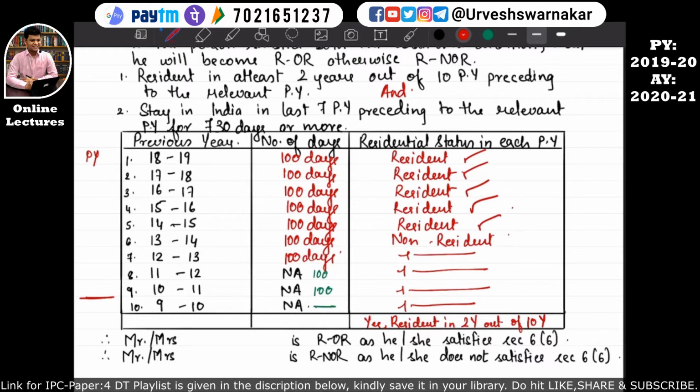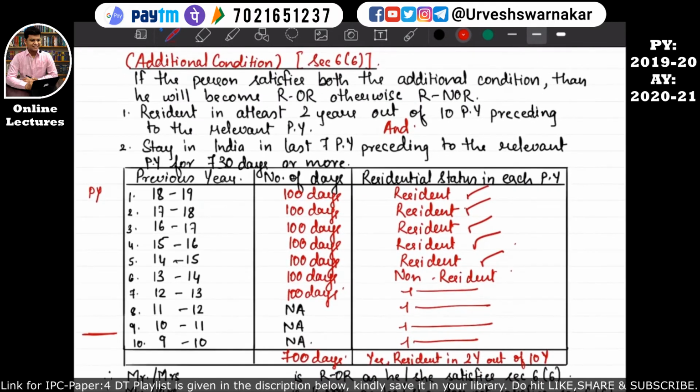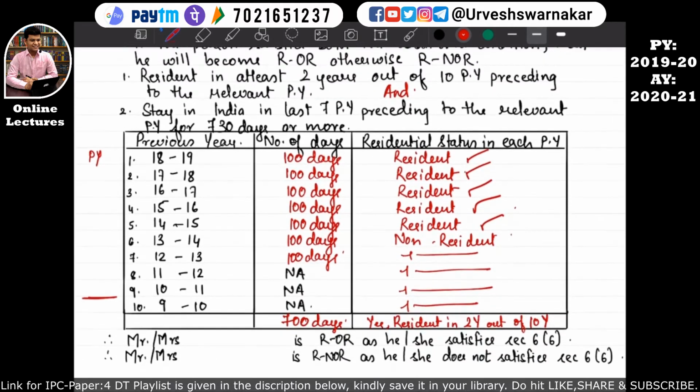Now for the second condition, we'll see the stay in India in the last 7 previous years preceding the relevant previous year, for 730 days or more. So this is 7 years. The relevant previous year in our question will be 19-20, and these are the 7 years preceding the relevant previous year. So let's total: 100 into 7 comes to 700 days. Since 730 days or more has not been fulfilled, that means Mr. Bradley has not satisfied the additional condition cumulatively. So here we'll write Mr.